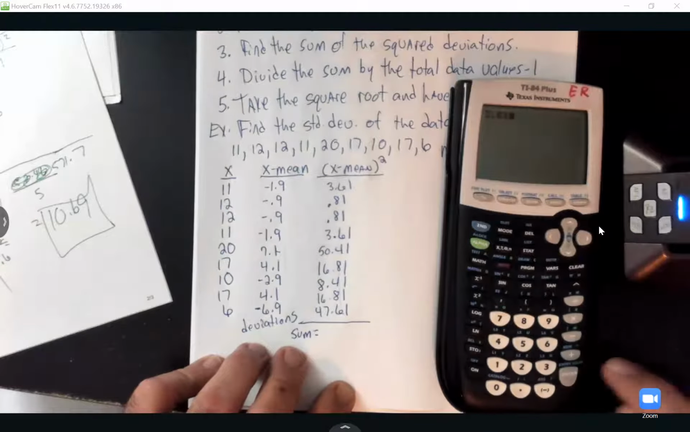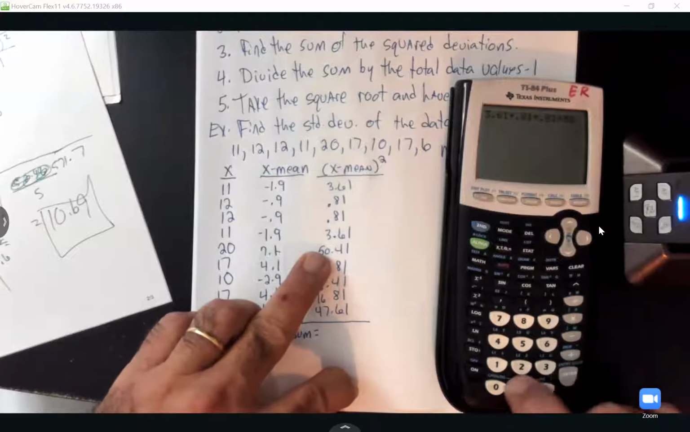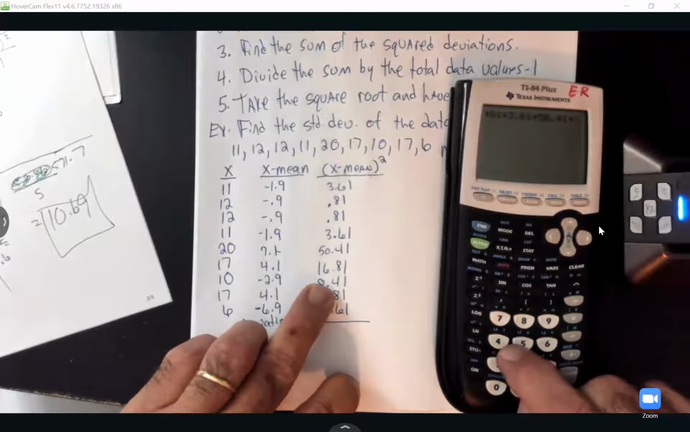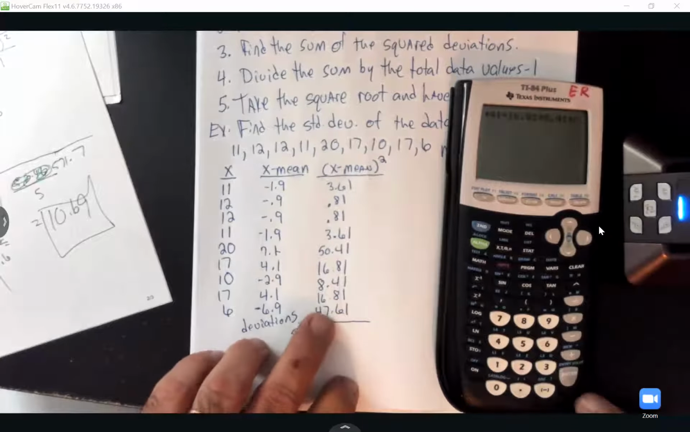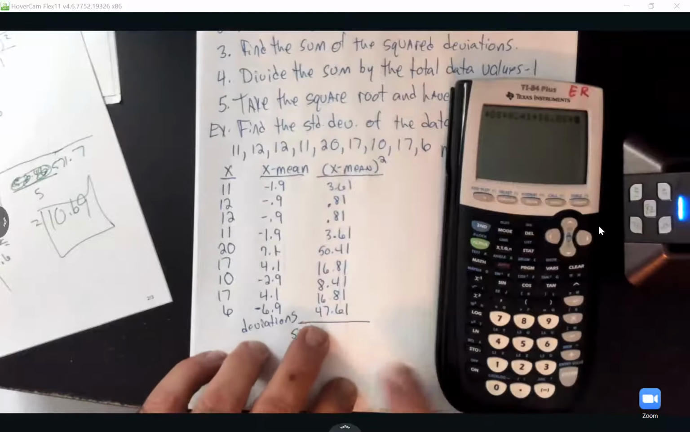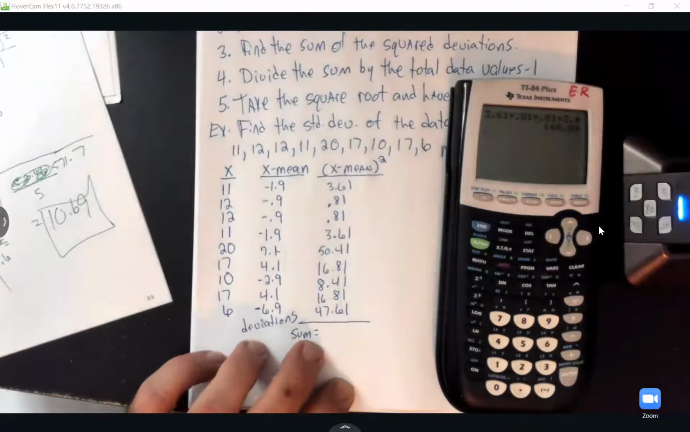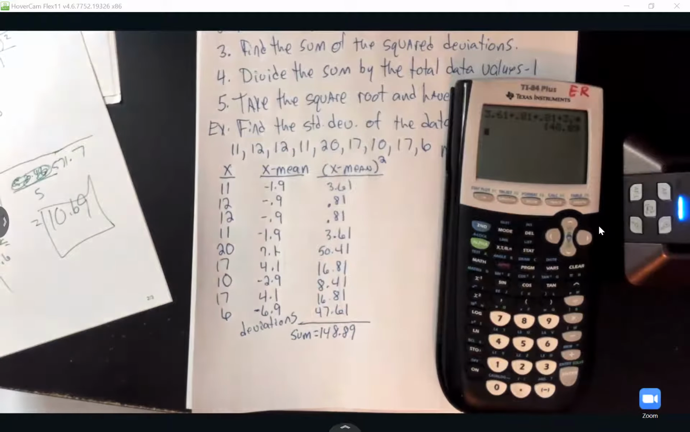So you'll do 3.61 plus 0.81 plus 0.81 plus 3.61 plus 50.41 plus 16.81, 8.41, 16.81, and then 47.61. Adding all of them together, I get 148.89. So y'all, that is finally the top part of that formula that I had written. That is now the sum of all the deviations from the mean squared.